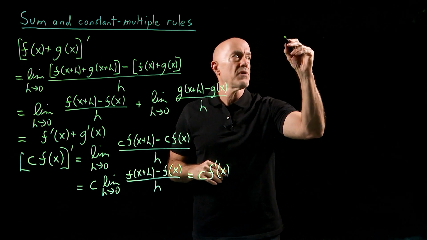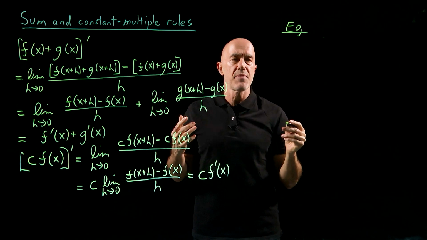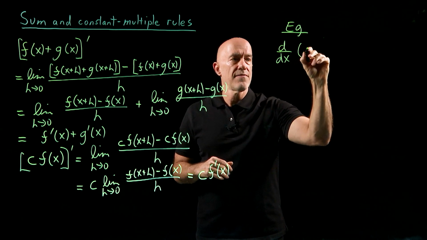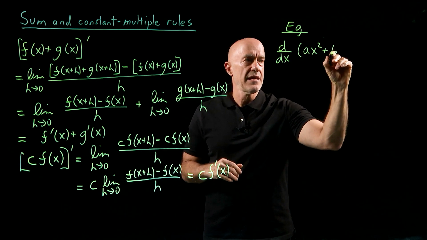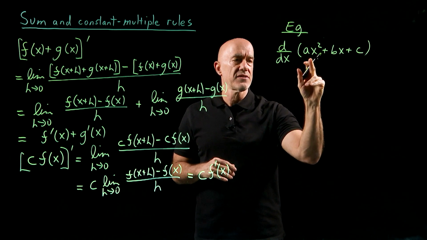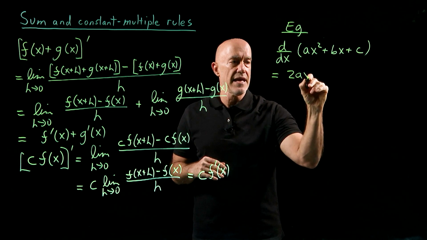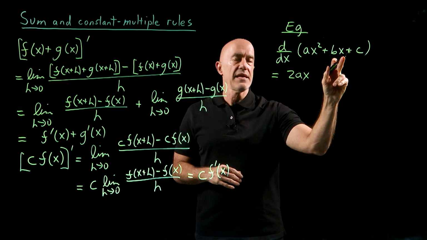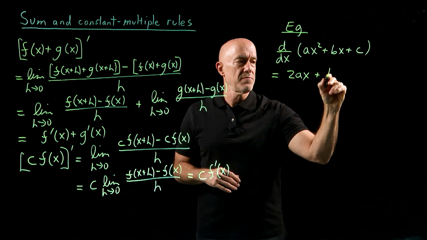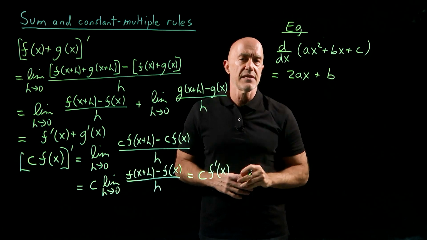Let's look at an example. Let's differentiate a quadratic polynomial. So the derivative then of ax squared plus bx plus c is just the derivative of ax squared, which we can use the power rule. So that's 2 times ax, plus the derivative of bx. Using the power rule, the derivative of x is 1, so that's plus b, plus the derivative of a constant. So the derivative of a constant is 0.